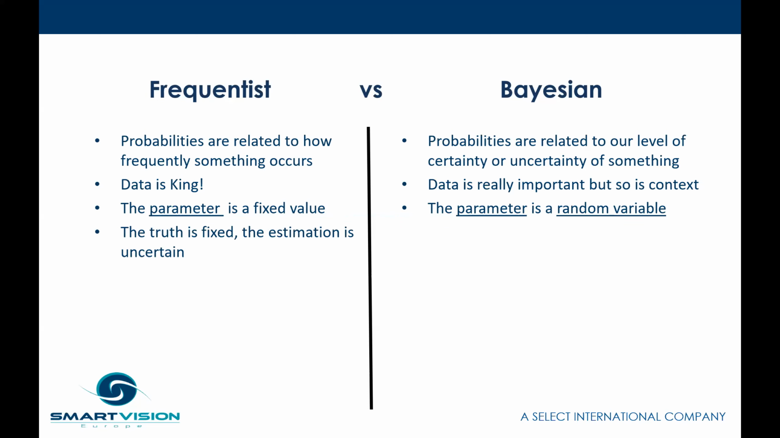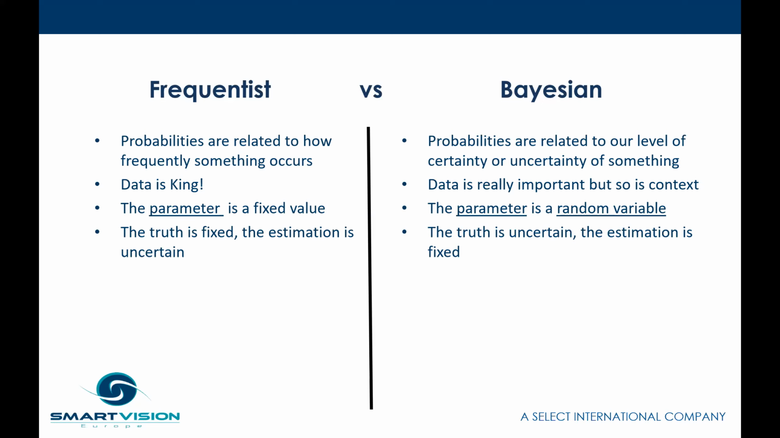In the frequentist tradition, the truth is fixed. The parameter is fixed, but the estimation is uncertain. So your estimation, your model may change from one sample to the next, but the truth is fixed. Whereas in the Bayesian world, the truth isn't fixed. It's a random variable. It's in a zone. The estimation is fixed. Your model is fixed.